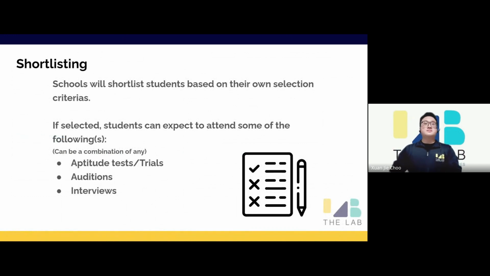All right, so as we move on with the process, students will get shortlisted based on the school selection criteria. So if the students are selected, they can expect to attend some of the following, which is aptitude tests, trials, auditions, interviews. It can really be a combination of any of these. So really, it is up to the school to decide what they want the students to go through.